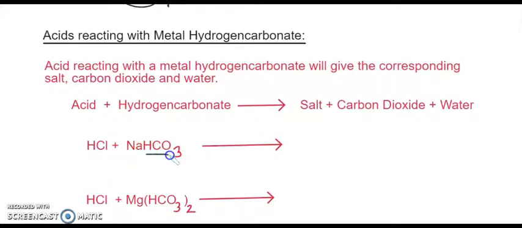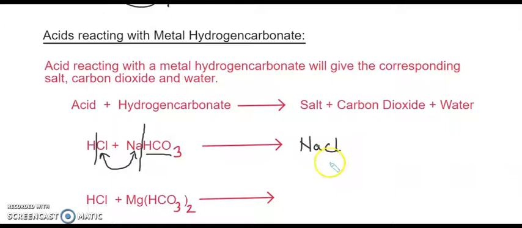Now HCO3 is the negative part, the anion, and sodium is the positive part. So we'll split the ionic compound into negative and positive. Same way HCl, we are splitting it as H being the positive and Cl the negative. So Na is going to react, meaning sodium is going to react with chlorine. So that will give me NaCl.